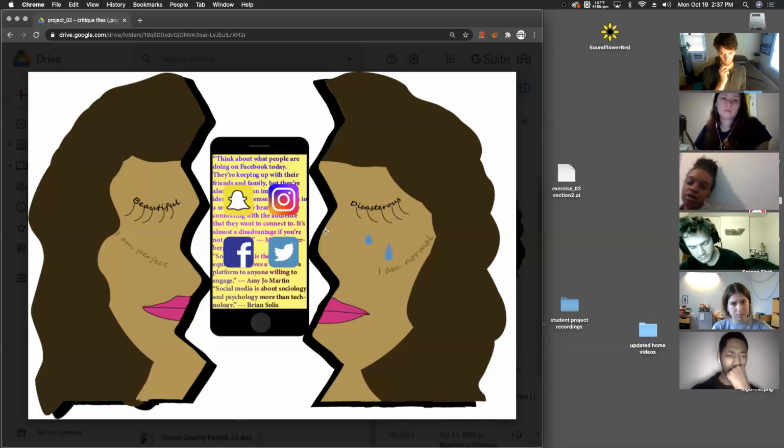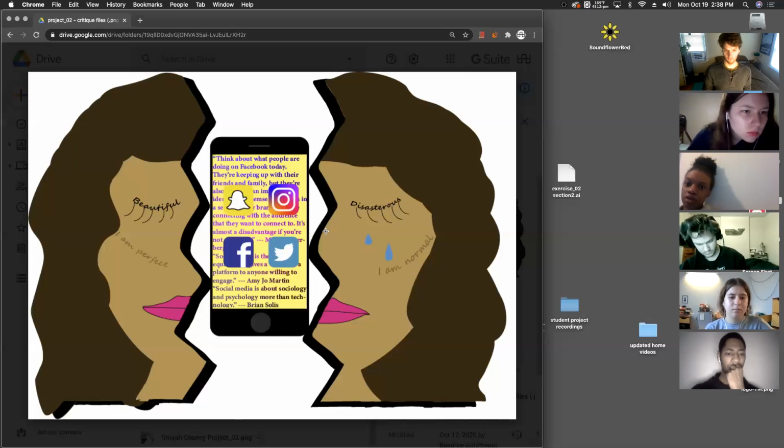I think that the split image works really well because it shows a contrast of what social media does, how social media makes people feel about themselves as far as feeling beautiful or more confident, and then it shows the other side of how it can make someone feel not worthy or not normal. So I think that was a good idea, to have both contrast one another with the main idea of social media being in the middle.